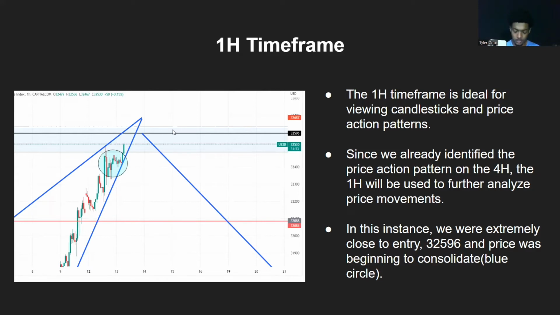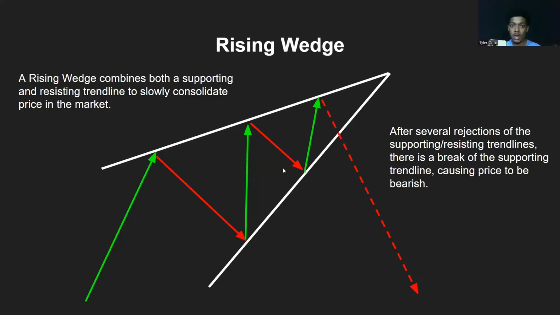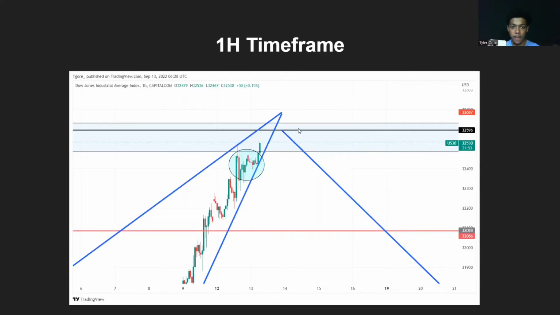So this is a good reason for us to know that we're going to sell pretty soon, right? Like I said, even in the rising wedge, it combines both the supporting and resisting trend line to slowly consolidate price in the market. That's what a rising wedge does. Obviously, it's going to start pushing back and forth, and then price is going to start squeezing, right? Basically, that's what happened in this blue circle here.